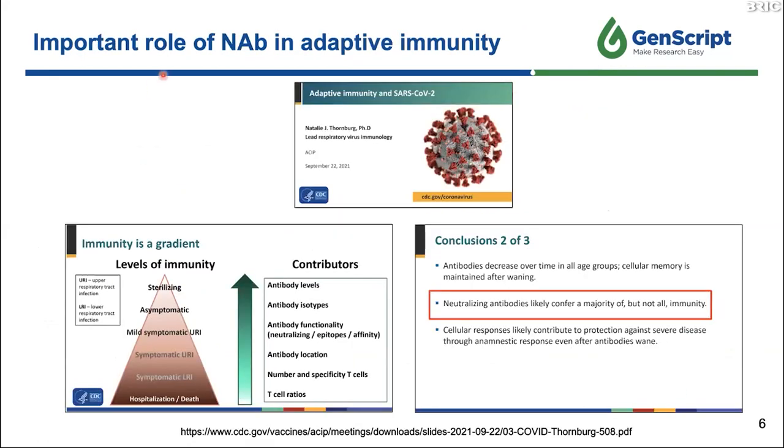Next, I would like to share the CDC's summary on adaptive immunity. As shown here, immunity is a gradient. The level of immunity can vary from prevention of severe disease, to mild disease, and all the way to sterilizing immunity. The main contributors to preventing hospitalization, death, and severe disease are the T cells, while the main contributors to preventing mild or asymptomatic disease are antibodies. And as shown in their conclusions slide, neutralizing antibodies likely confer a majority, but not all, immunity.